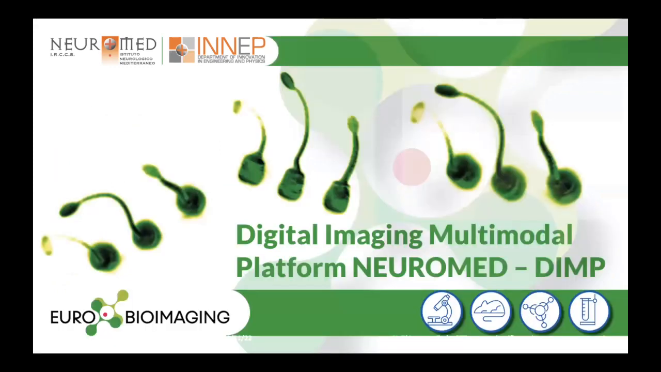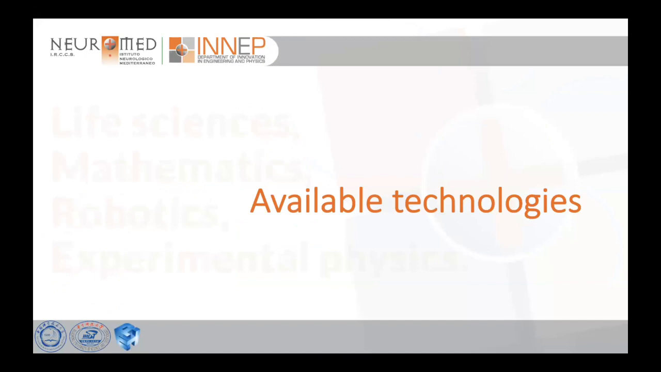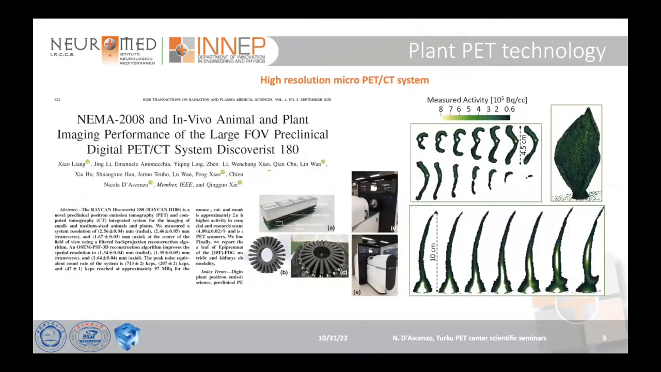In particular, I will focus on the available technologies for plant imaging. We don't do only plant imaging, but today I will show only the plant imaging part. Our focus is positron emission tomography, so we have mainly positron emission tomography based devices. What Sarah was using for her research is a high resolution, fully digital positron emission tomography scanner. Here you see the scanner and also the related publication.